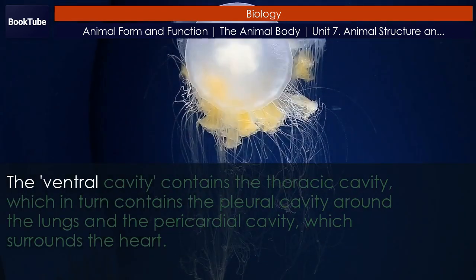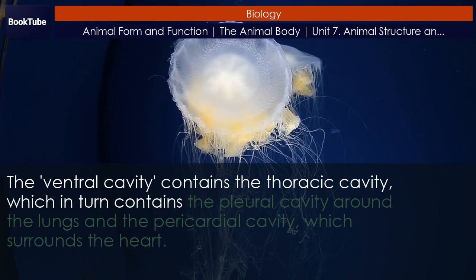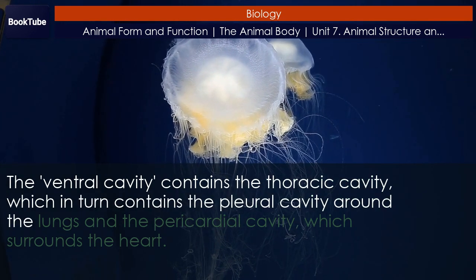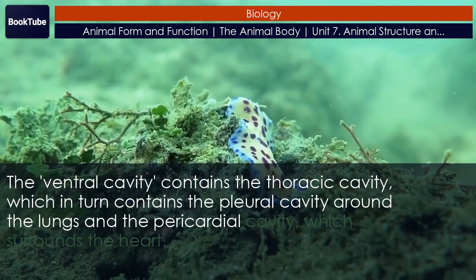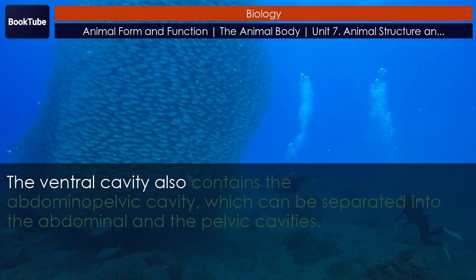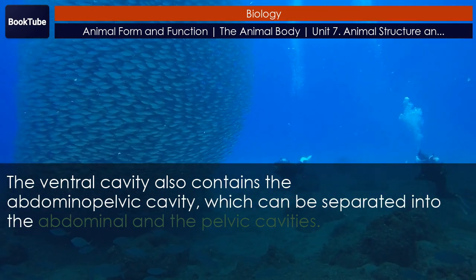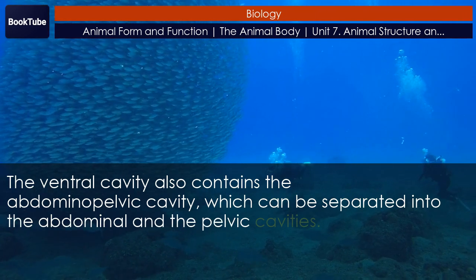The ventral cavity contains the thoracic cavity, which in turn contains the pleural cavity around the lungs, and the pericardial cavity, which surrounds the heart. The ventral cavity also contains the abdominopelvic cavity, which can be separated into the abdominal and the pelvic cavities.